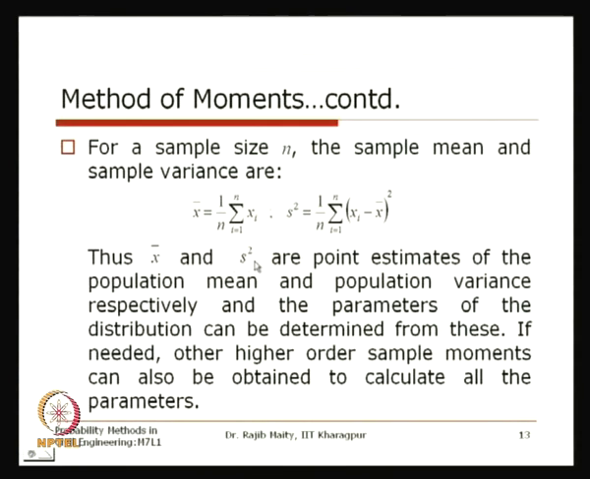Thus x bar and s square are the point estimates of the population mean and the population variance. These are the point estimates obtained from the sample, and the parameters of the distribution can be determined from these. These are the first two moments, the estimates for the population mean and population variance. If needed, other higher order sample moments can also be obtained to calculate all the parameters. That means we can go to the sample estimate of the skewness, and the sample estimate of the kurtosis and so on.